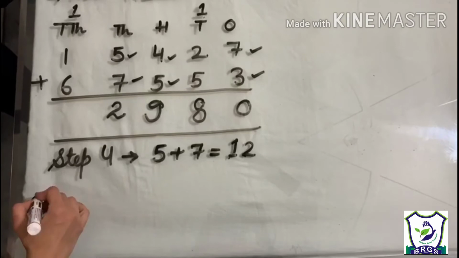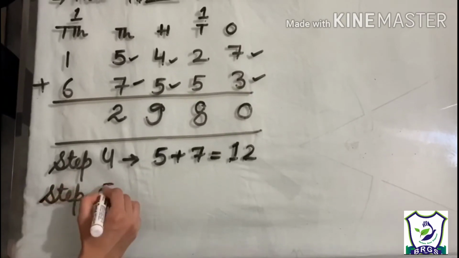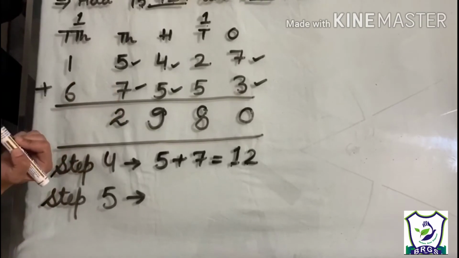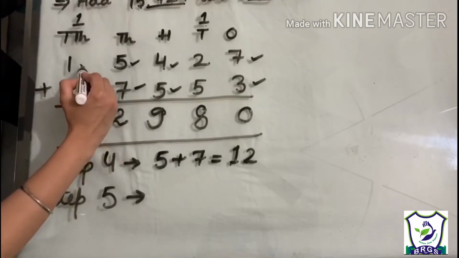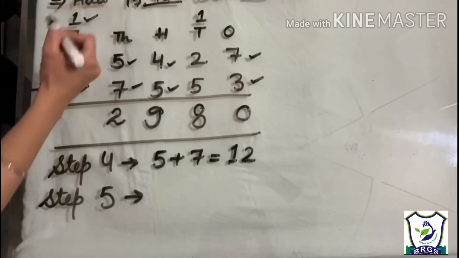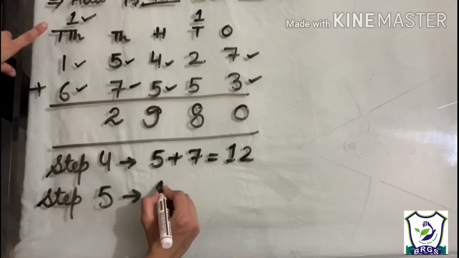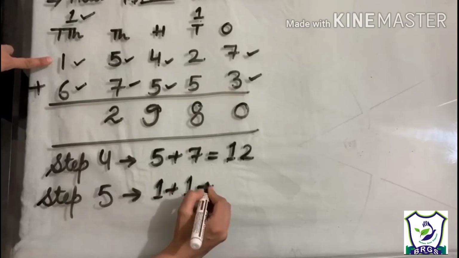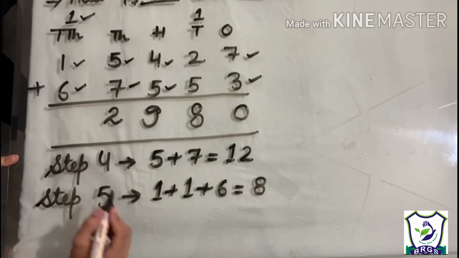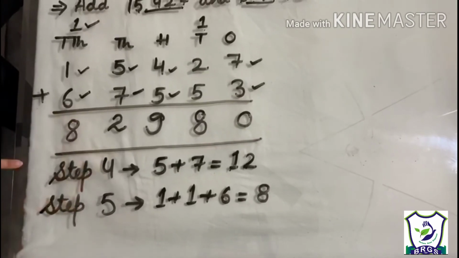Okay. What is our next step? Our step number 5 is now we have to add the 10,000s. The digits in the 10,000 are 1 and 6 and also we have to add the carry over. So it will be 1 plus 1 plus 6. It will become 8. Okay. So we will write 8 in the 10,000s column.